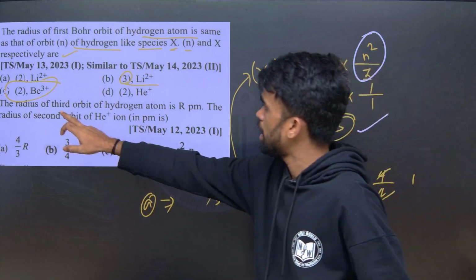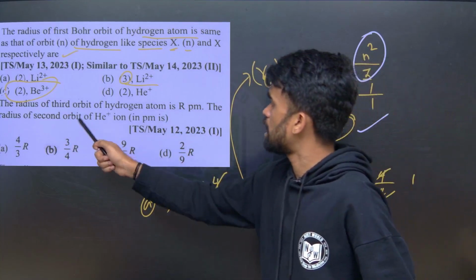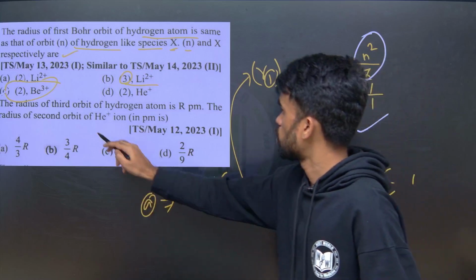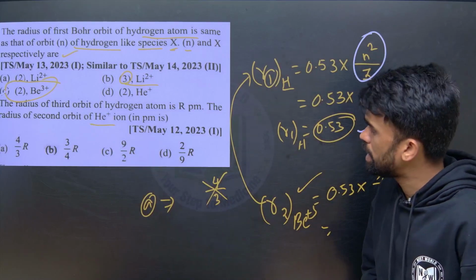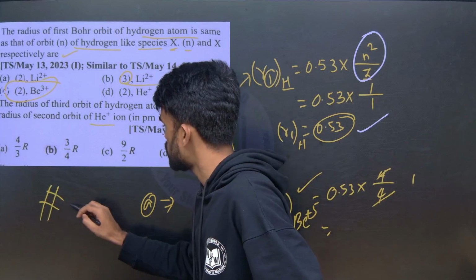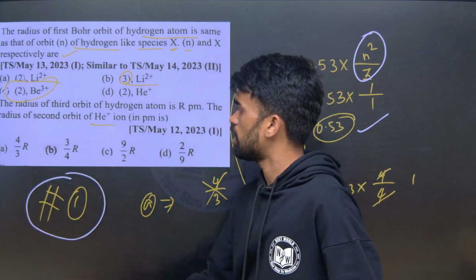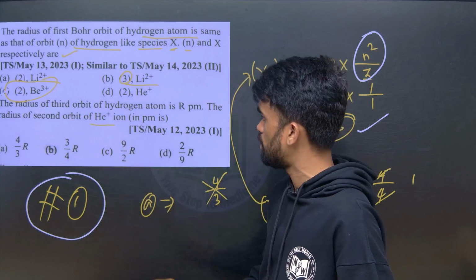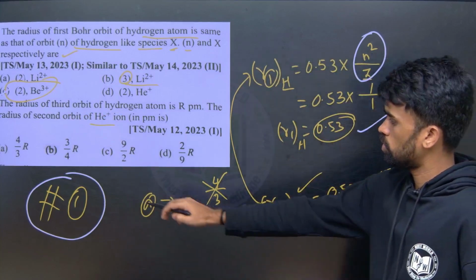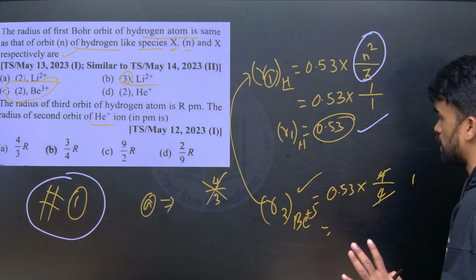Then next, the radius of the third orbit of a hydrogen atom is R. What is the radius of the second orbit of the helium ion, in terms of R? Will you give a try for this question? Take this question as homework, hashtag question number 1. Give your answer to this question in the comment box. I will be waiting for your answer. Mention it as hashtag 1 and answer the question. I hope you will definitely do this question.